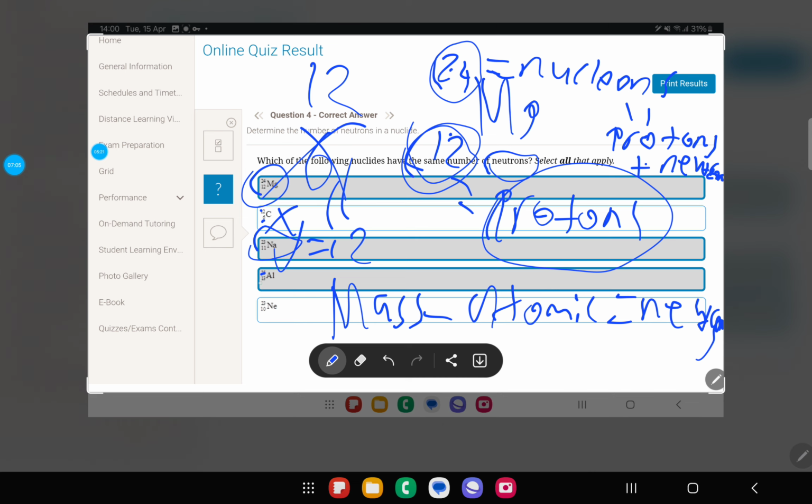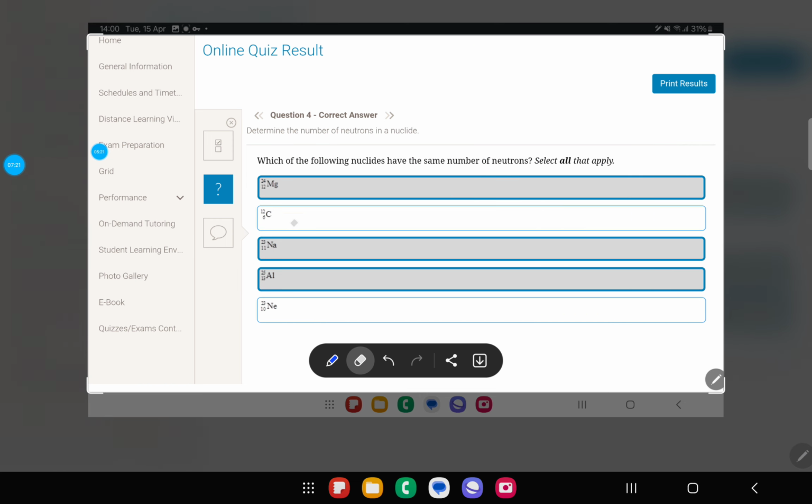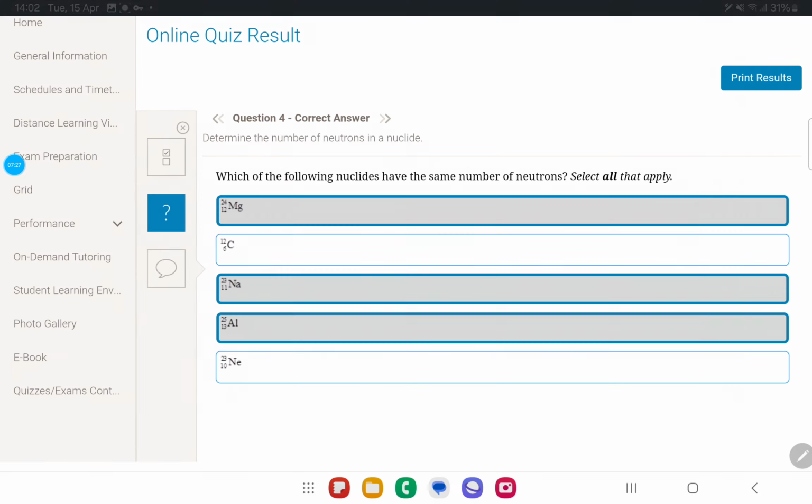Aluminium, it's 25 minus 13, you get 12 also, so it's also correct. All of these have the same amount of neutrons. Neon has 13 here, because 23 minus 10 is 13, so it's wrong. So the only correct ones are this, this and this. Okay? So yeah, that's it.